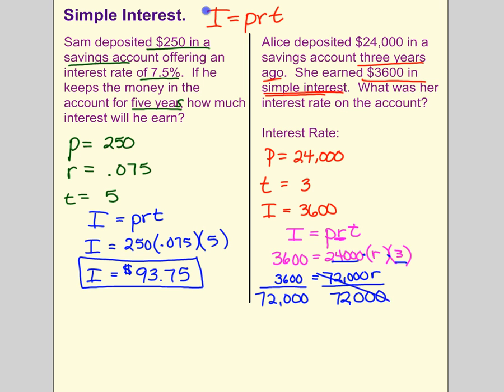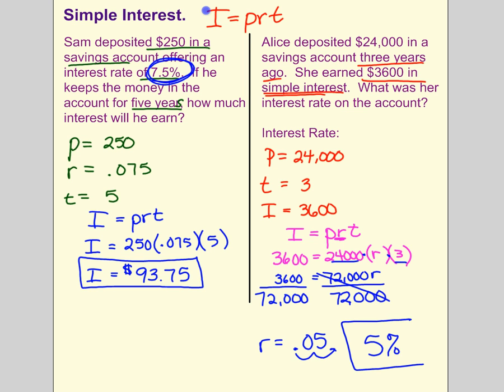Alright, so our interest rate is equal to 3,600 divided by 72,000. Now when you do that, you get 0.05. Now the only thing we have to think about is 0.05. Is that how we express interest rates? You know, over here it says the interest rate was 7.5%. So we just have to take our decimal and turn it into a percent. So just move your decimal 2 spots to the right, and that's going to give you 5%.